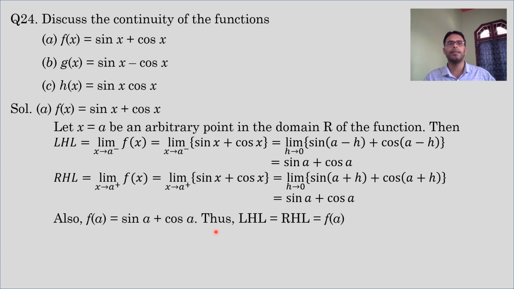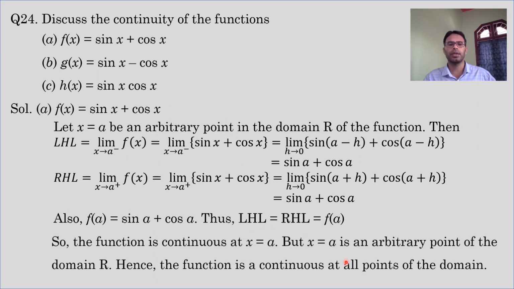And so you see the left hand limit, the right hand limit, and the function value are all equal. So we write left hand limit equals right hand limit equals f(a). So the function is continuous at x is equal to a, but x is equal to a was an arbitrary point.